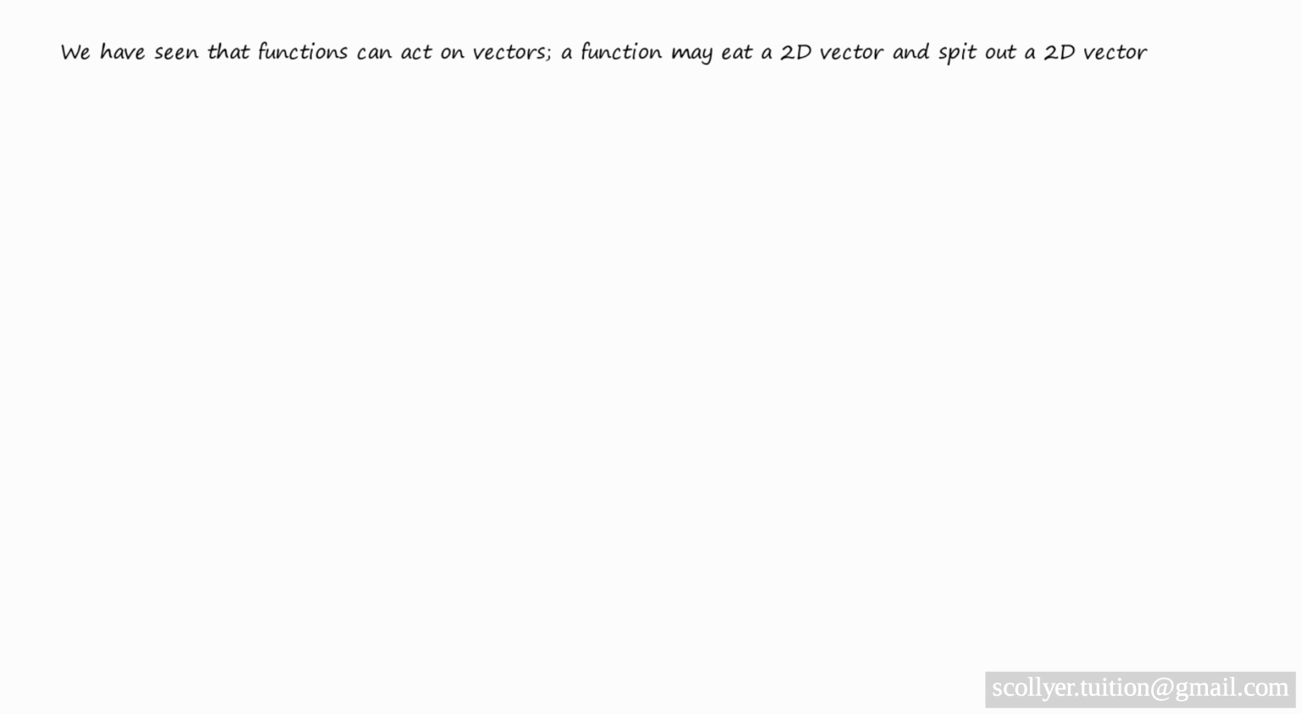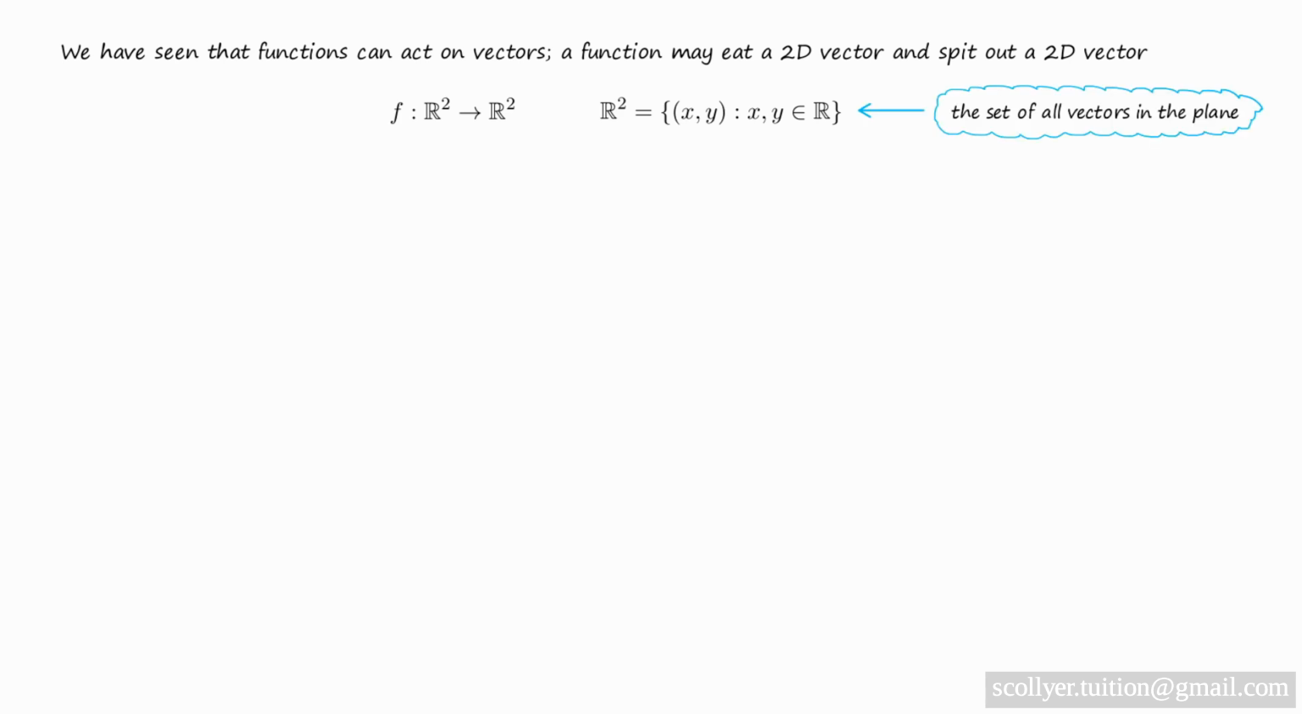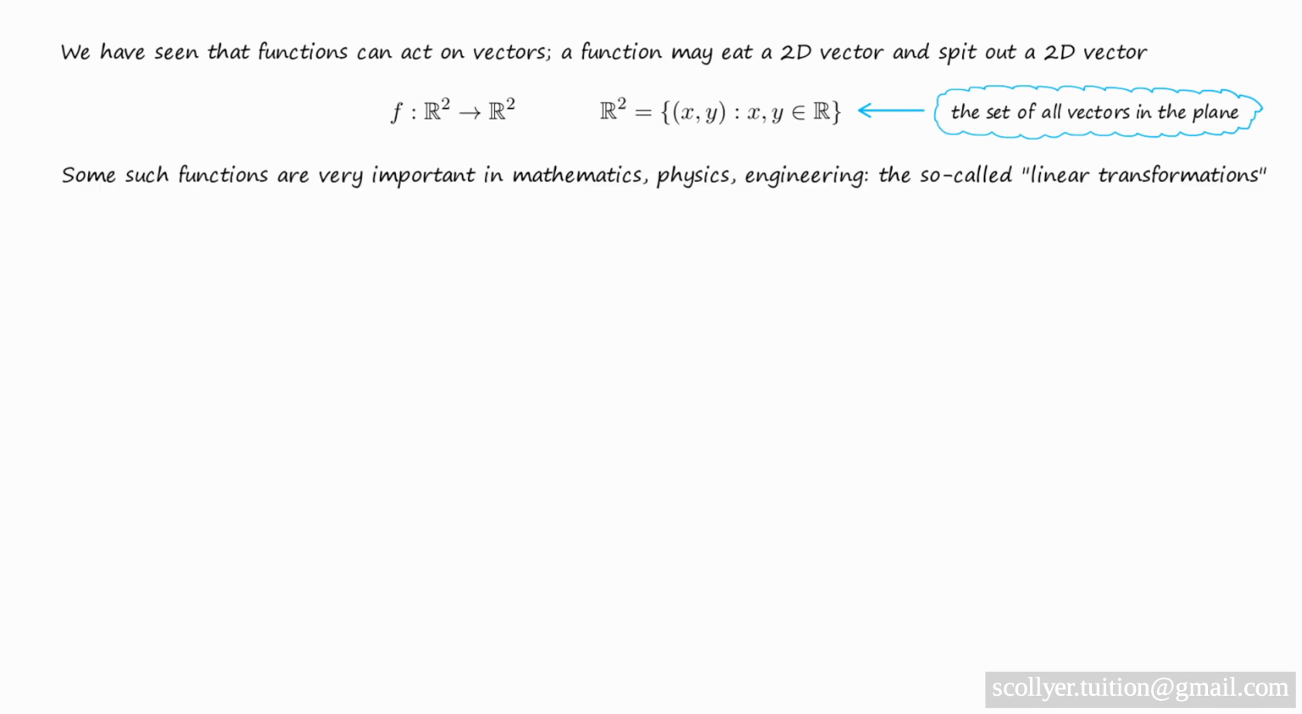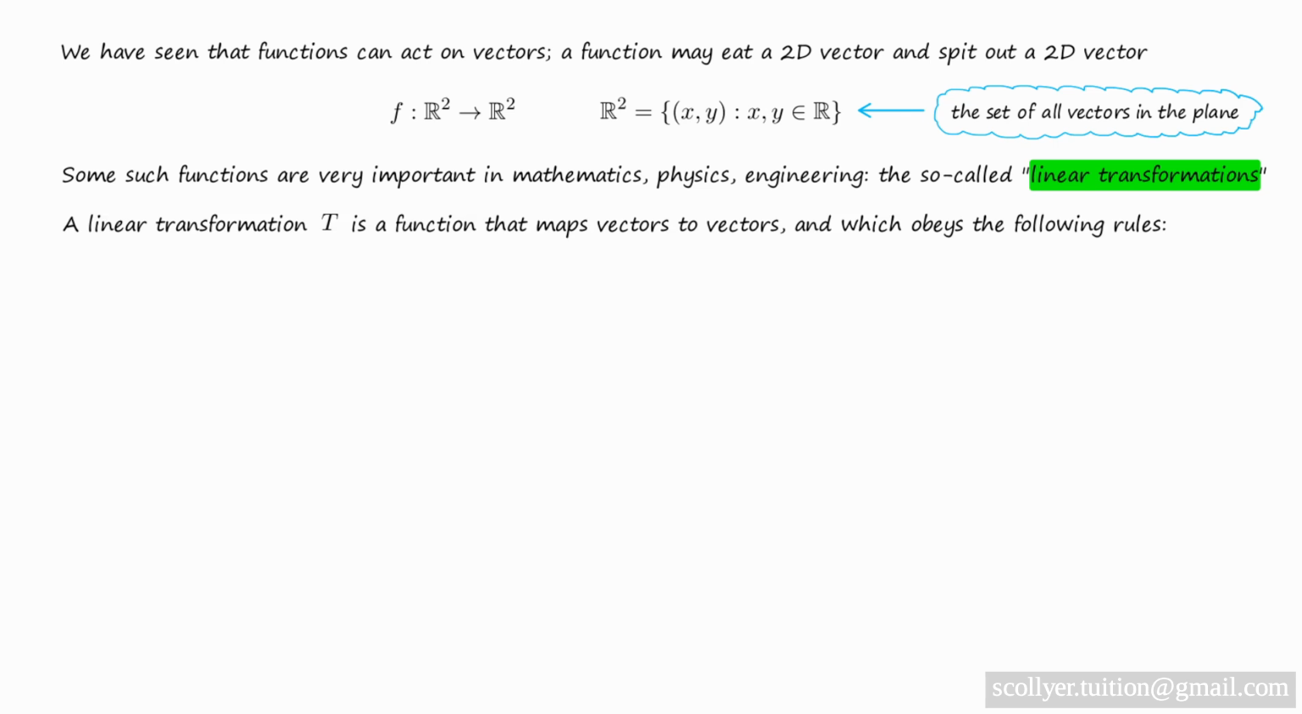More formally, we are interested in functions like f, which map from R2 to R2, where R2 is the set of all ordered pairs, and that set represents all the vectors in the plane. Some of these functions are very important in mathematics, physics, and engineering, and these are the so-called linear transformations. A linear transformation T is a function that maps vectors to vectors and which obeys the following rules.